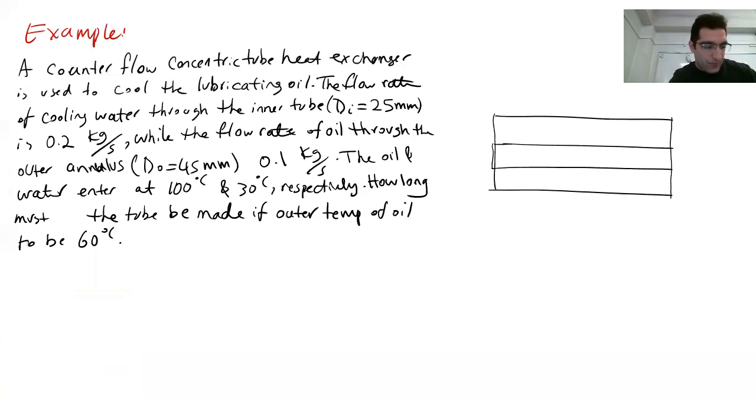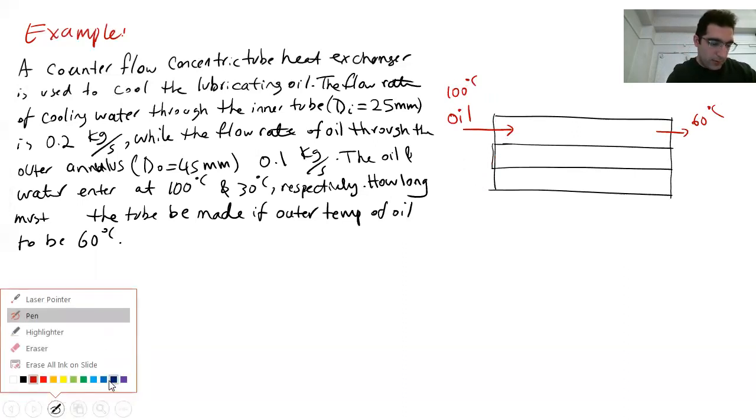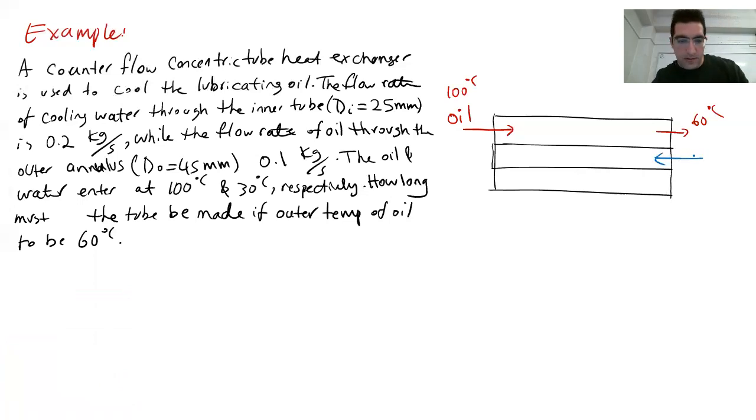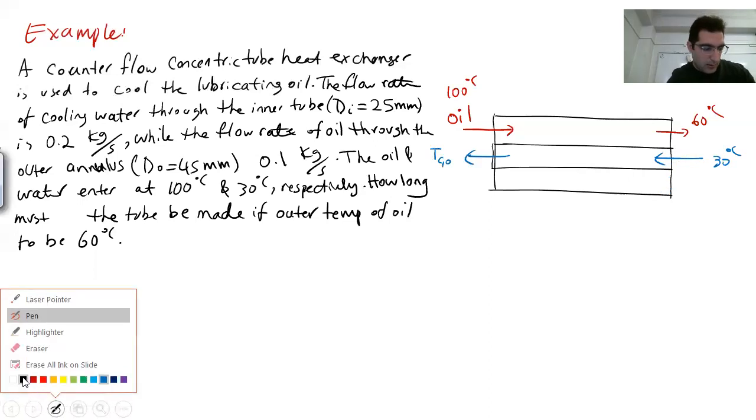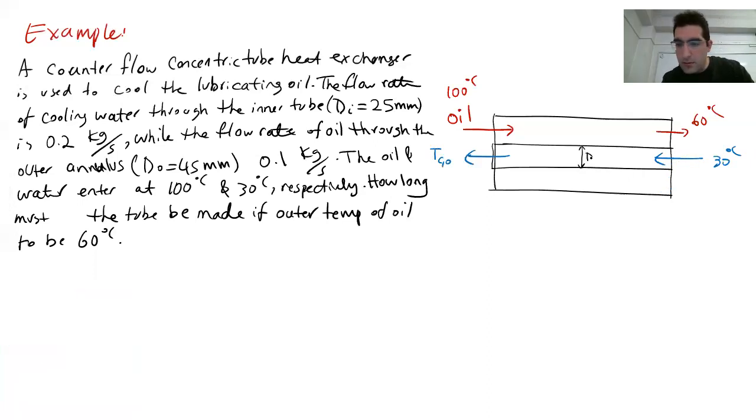So we said hot oil goes from the outer side. So this is oil. It goes in at 100 degrees C, leaves at 60 degrees C, right? In water, the cold fluid from inside goes in at 30 degrees C, at room temperature, and leaves at an unknown temperature, so we don't know T_CO. And we know the dimensions. Inner diameter is 25 millimeter, and outer diameter D out is 45.